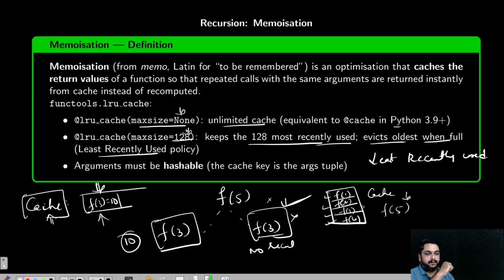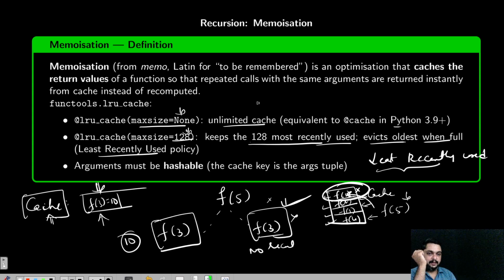Now which one do I have to evict? Evict means which one I have to select, remove, and put f of 5. The policy is LRU cache in Python. That means you evict that which is least recently used. f of 4 was the previous call. Before that f of 3, f of 2, and f of 1 was the least recently used. It was the oldest. So you remove it and then put the new one. That is how LRU cache works in Python.